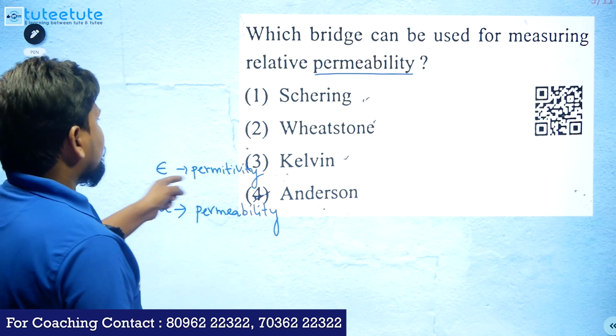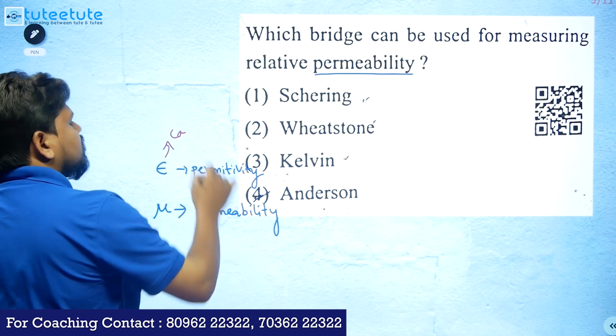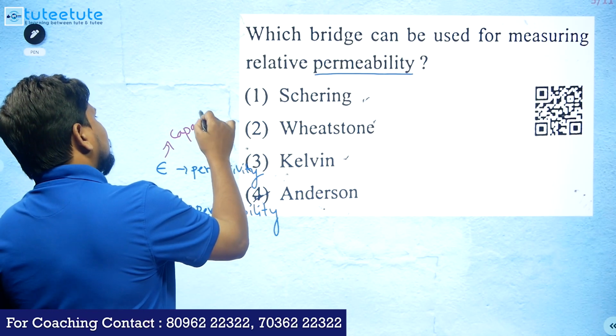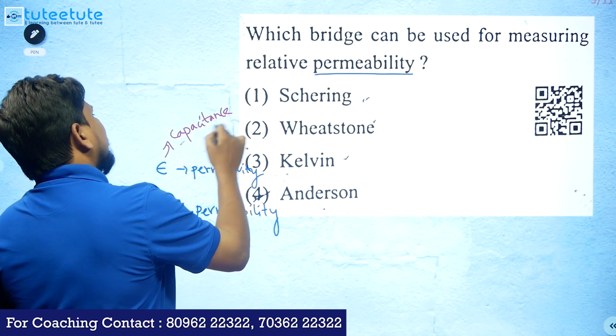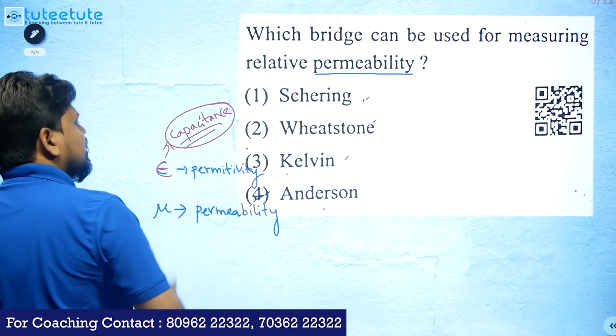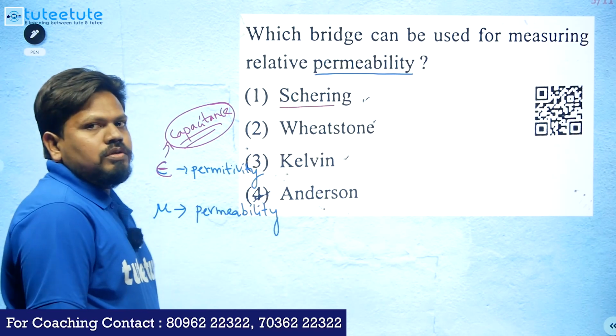Permittivity, epsilon, is the property of a capacitor, that means dielectric material. So for the calculation of capacitance, which bridge will be used? For the permittivity calculations, the Schering bridge will be used.